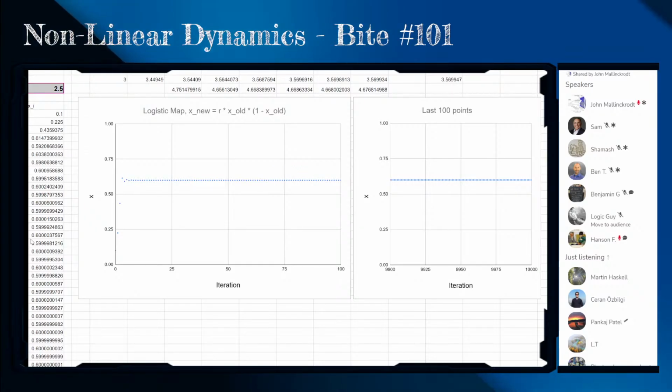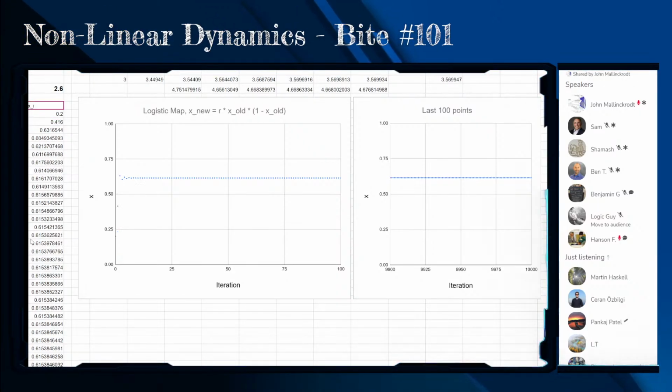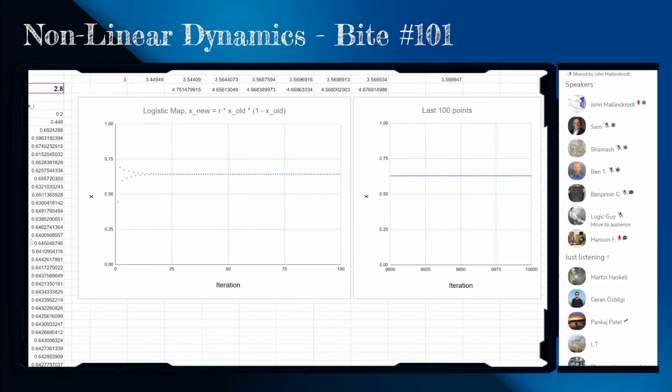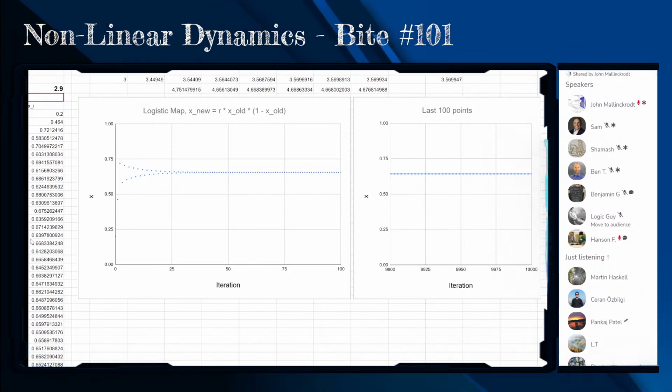2.5, 2.6. It's going up. Still that oscillatory thing around. I'm going to go back to starting at 0.2 anyway. So at R equal 2.6, it's still just oscillating around a fixed point. 2.7, 2.8. Notice at 2.8 now, the oscillation has gotten pretty wild at the beginning. It's taking a little longer to converge. 2.9. Wow, now it's really taking a long time to converge.